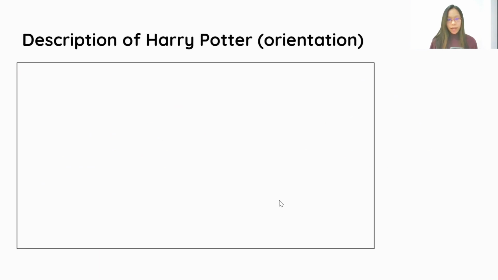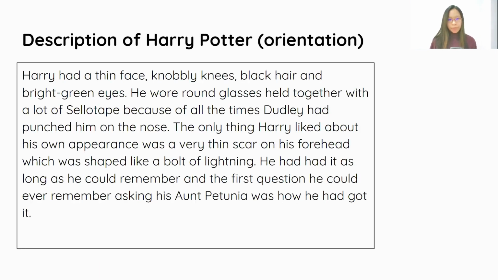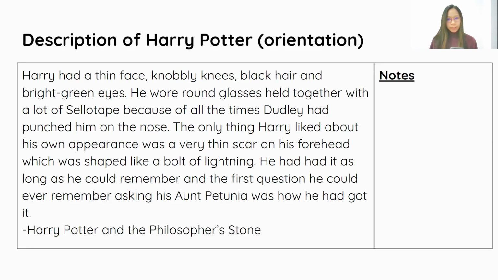So now we'll have a look at the description of Harry, and we'll pull apart this excerpt from the beginning of the story, and you can do this too with a text that you are reading. So we'll make some notes on the side. Firstly, you can see that we've got a description of Harry. You've got thin face, knobby knees, black hair. It can show you that he is skinny. You will also see that he's got green eyes. We know that he's got a thin scar on his forehead in the shape of a bolt of lightning.